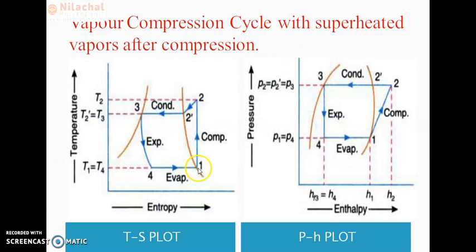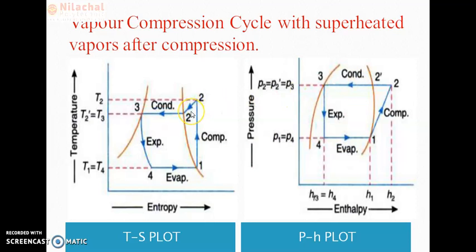So first let us start from the first process 1 to 2, the isentropic compression process. So here entropy will be constant, that is S1 is equal to S2. Due to the compression, the pressure increases from P1 to P2.